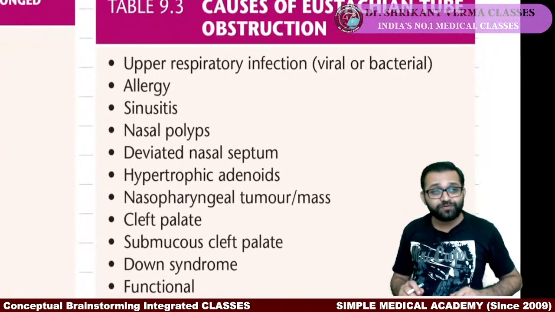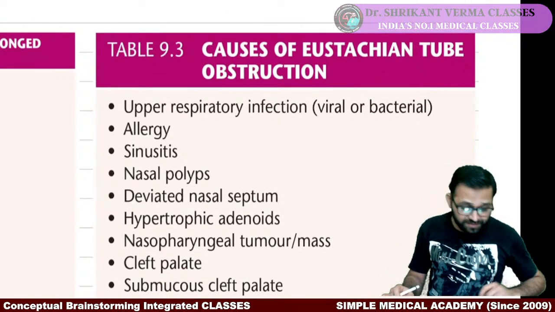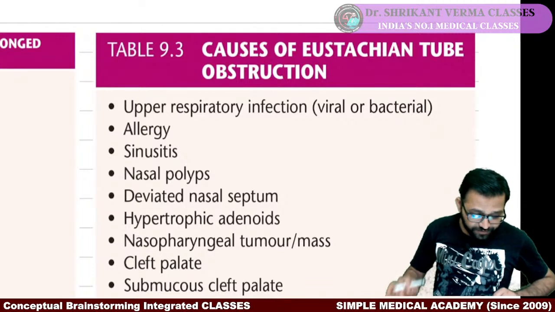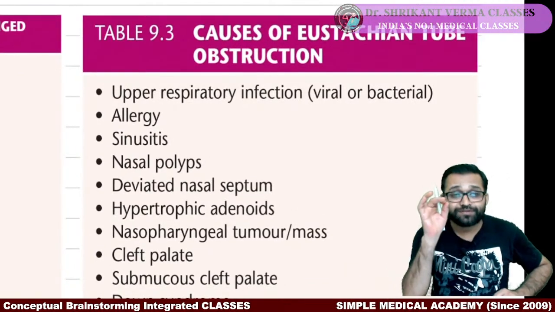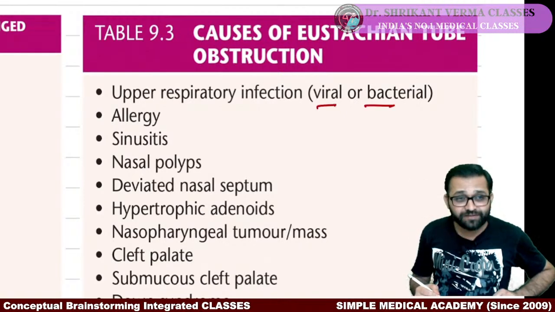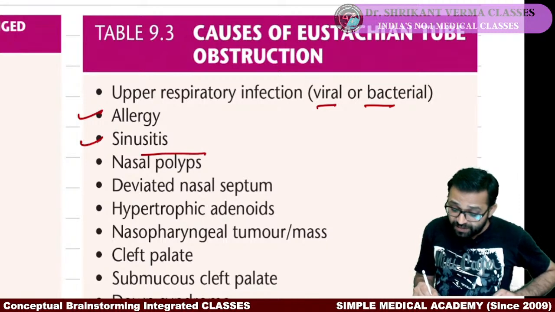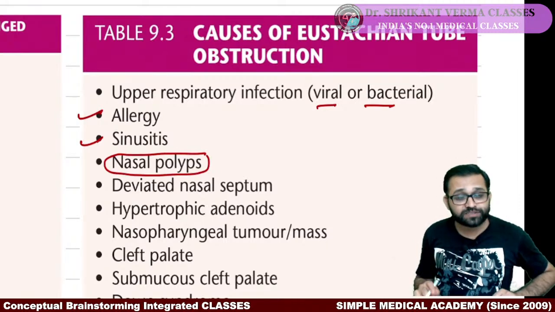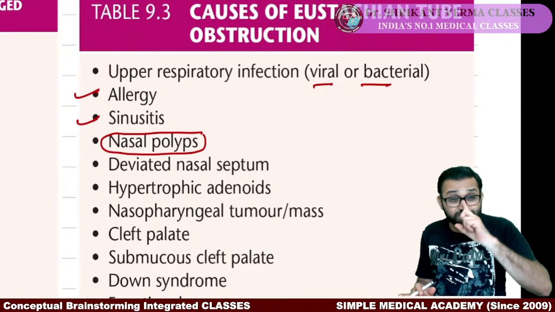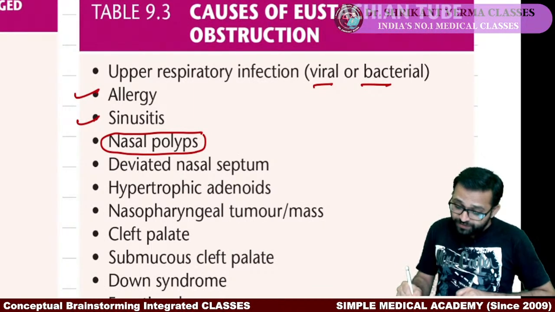Also, another table you can see: causes of the Eustachian tube obstruction. So you can see here what the different causes are. Definitely one is infection, either by virus or bacteria. Others are allergy, sinusitis, and nasal polyp. They can also cause obstruction. The midline septum of the nose, if it is deviated, can cause blockage of the auditory tube. That is a deviated nasal septum.